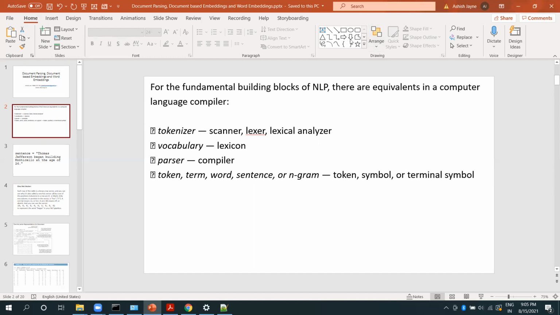The result of the tokenizer is that you get a vocabulary, words such as a and b or alpha, beta, gamma. And what we get in a computer language compiler is a lexicon, which is essentially tokens that are meaningful to the computer. Now in NLP we have the parser, and in a computer language compiler we have the compiler. The outcome of the tokenizer, building a vocabulary, and the parser is that you get to understand the tokens, the terms, the words, and the sentences in your natural language text.